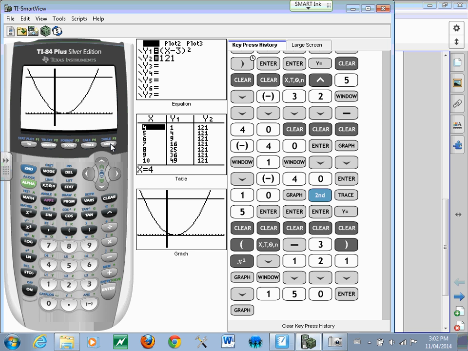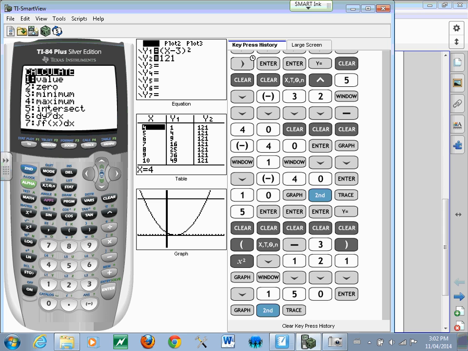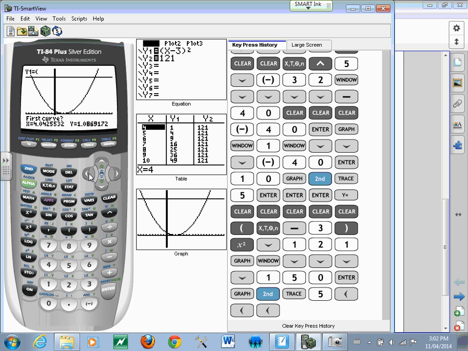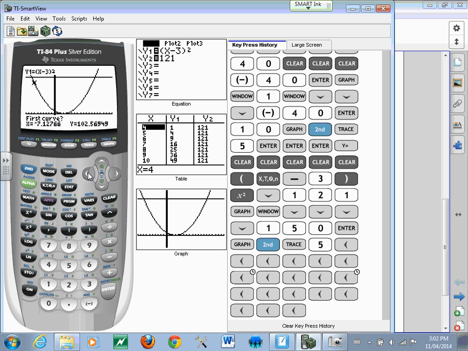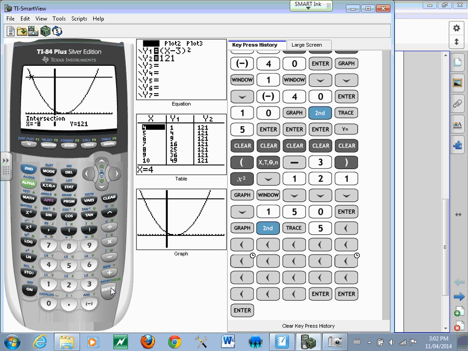Notice here we've got two intersection points that we're going to be dealing with. Let's do our calculate: second trace, intersect, 5. I'm going to get the first curve and move it over here on the other side of the vertex. We should move it closer so it knows which one we're looking at. Then I hit enter, and it says guess. There's my first intersect.